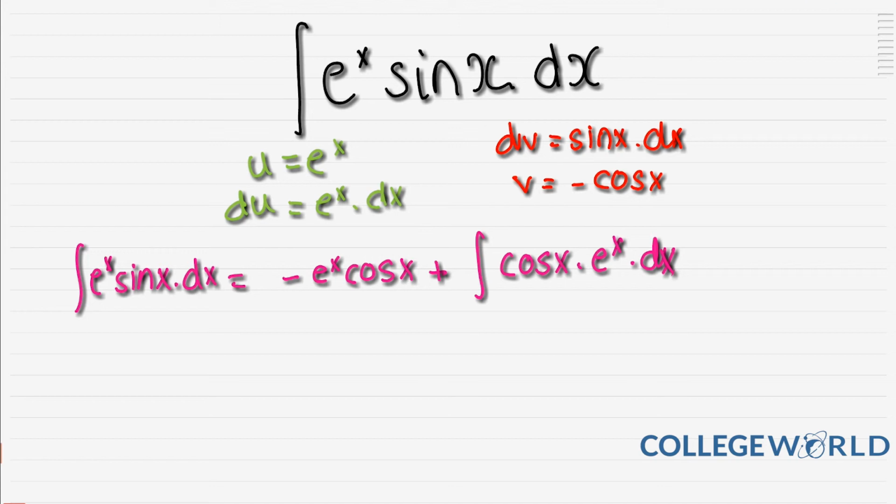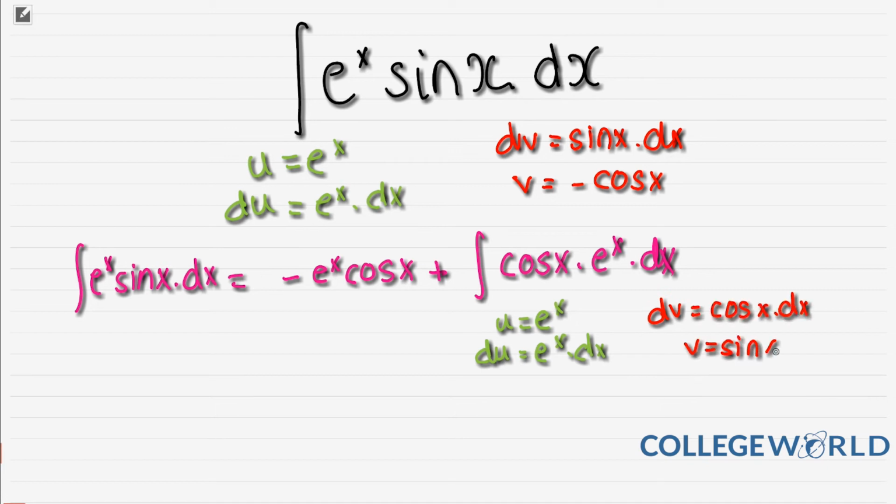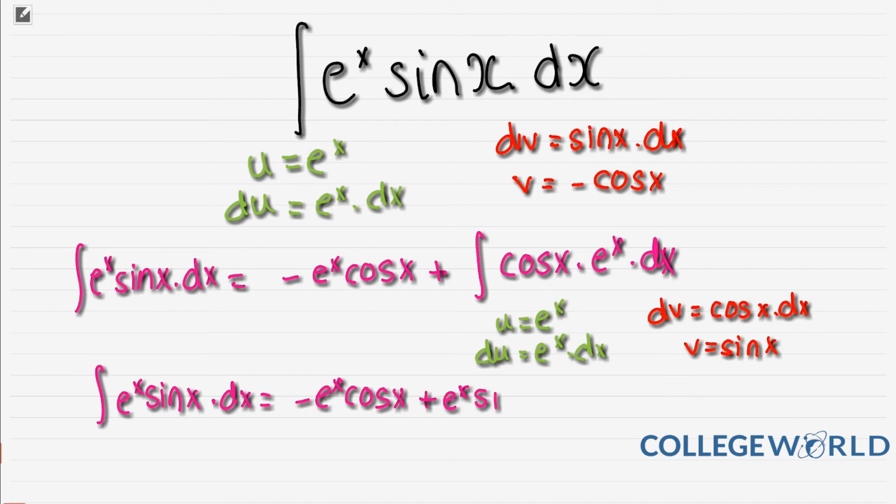We're going to say our u is equal to e to the x, so our du is equal to e to the x dx. And we're going to do the same for dv, where our dv this time is cosine x dx, and our v is going to be simply sine x. If we write it out, this means that the integral of e to the x sine x dx is going to equal minus e to the x cosine x, plus uv, so plus e to the x sine x, minus v du, so minus the integral of sine x e to the x dx.